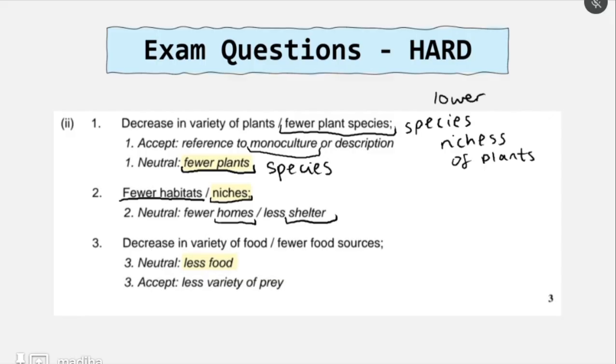And then we're going to talk about the decrease in variety of food or fewer food sources, okay? And again here they said less food is neutral. When it says neutral, I'm pretty sure it means the examiner is a bit iffy on it. They might accept it, but if they don't think the answer is that strong, they might not. It's a bit like, this isn't recommended, don't write this. It also might mean that in this question it's okay, but in a different, similar question, it might be rejected. So be careful. And they're accepting less variety of prey.